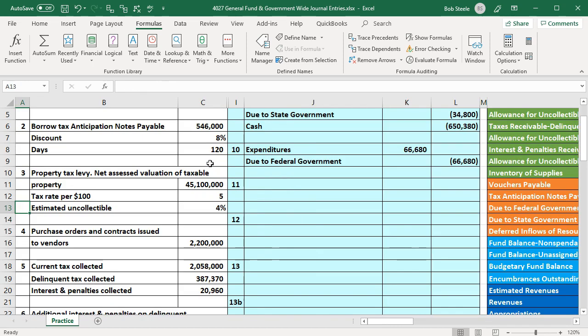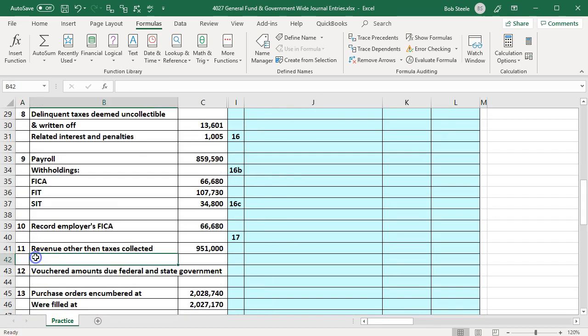Let's go back to our data, see what's next. We are now on number 11. So we're down here on number 11, line 41, where it says we've got revenue other than taxes collected. So it's not very specific here, but we got some type of revenue other than taxes. So that's going to be fairly straightforward.